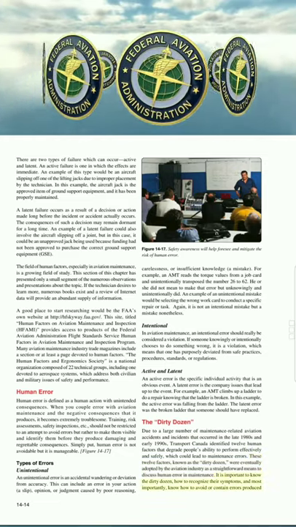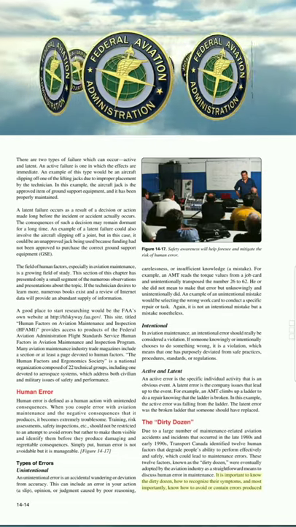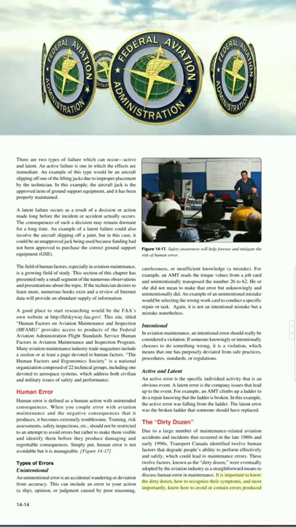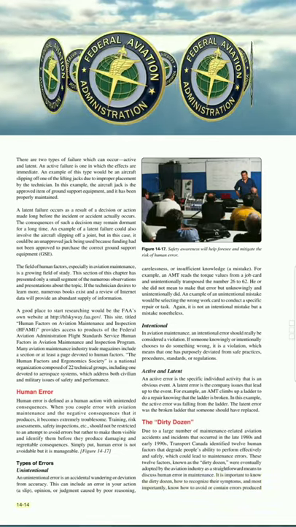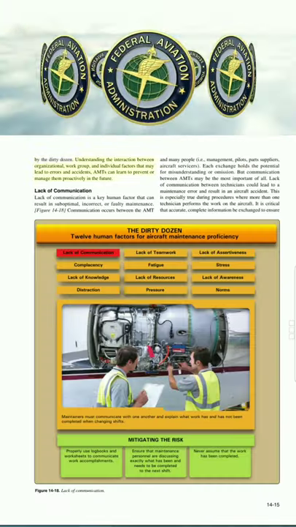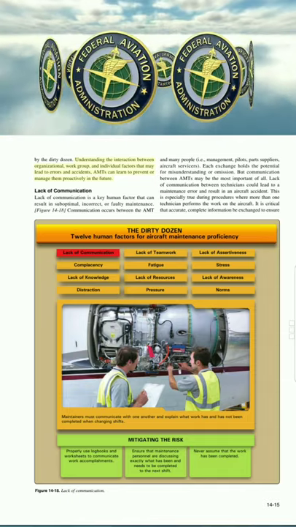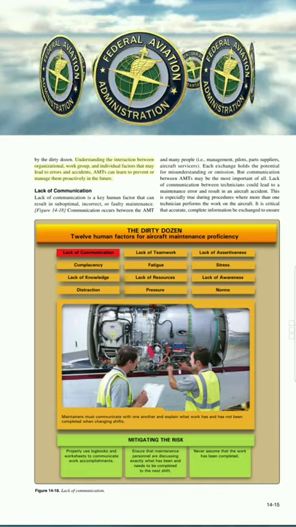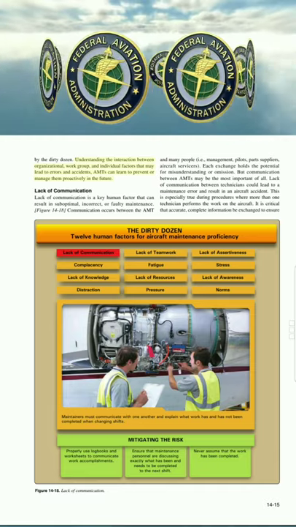It is important to know the Dirty Dozen, how to recognize their symptoms, and most importantly, know how to avoid or contain errors produced. By understanding the interaction between organizational, work group, and individual factors that may lead to errors and accidents, AMTs can learn to prevent or manage them proactively in the future.